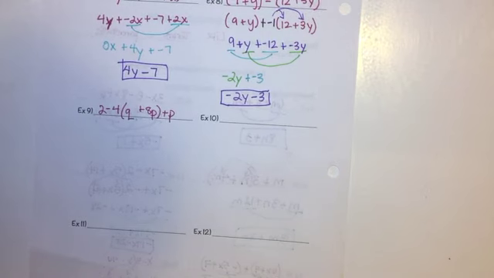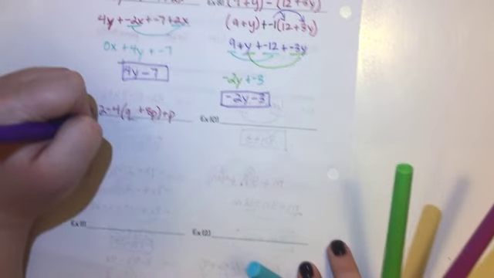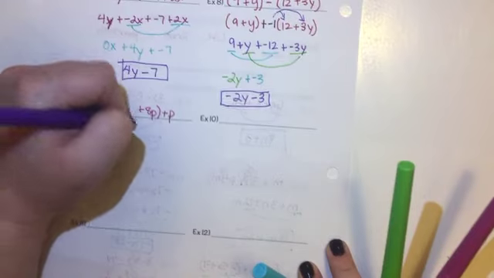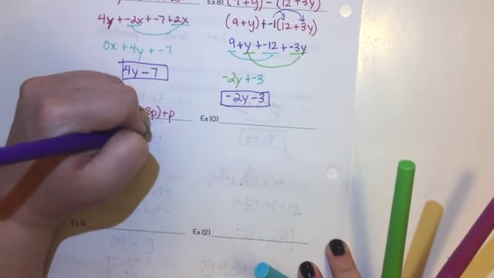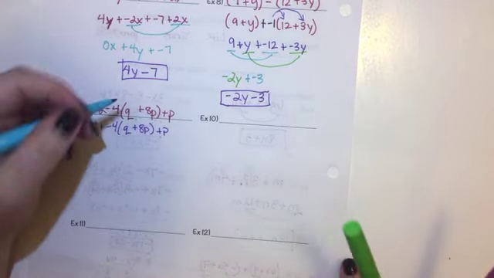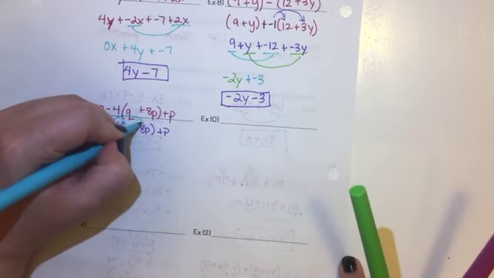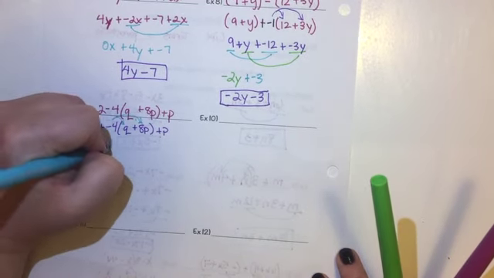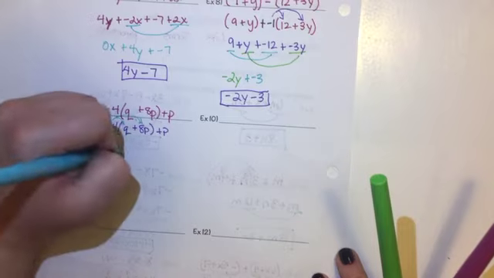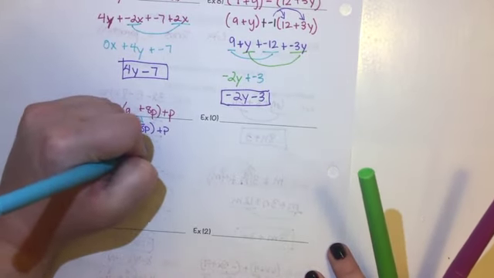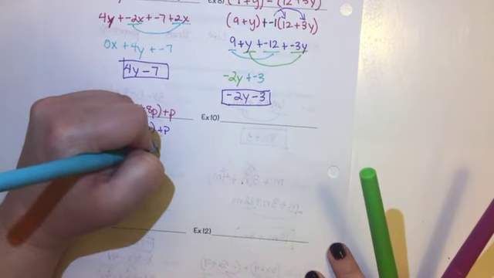So in this case, we're going to rewrite this, but we'll add the opposite. So 2 plus -4 times the quantity, q plus 8p plus p. Now I'm going to go ahead and distribute that -4 to everything inside the parentheses. So I've got 2 plus -4q plus -4 times 8 is -32p plus p.